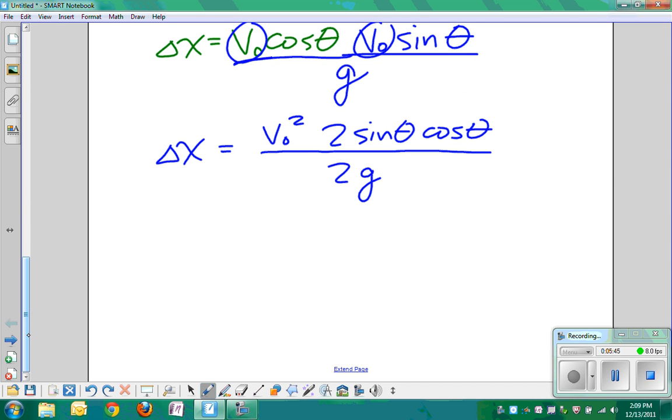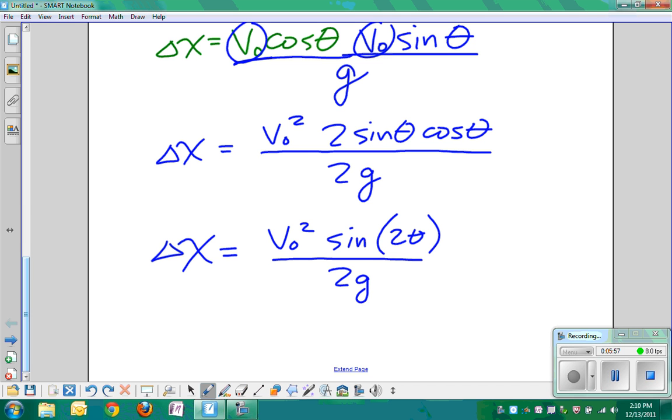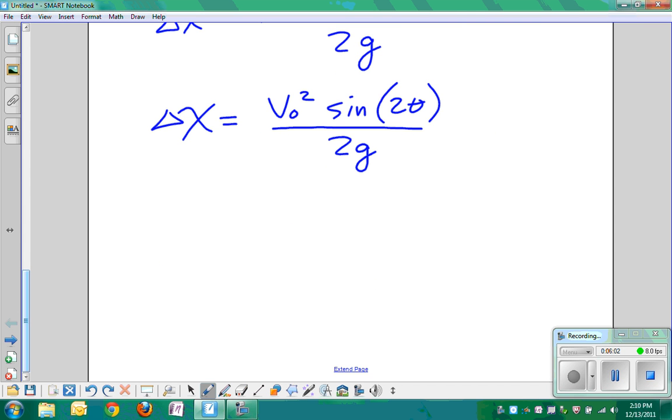Exactly. So 2 sine theta cosine theta, we use our tricky trig identity, V naught squared sine 2 theta over 2g. Now, does that look familiar? Doesn't that look like the range equation? But what's different about the range equation? The range equation doesn't have the 2 in there, right?